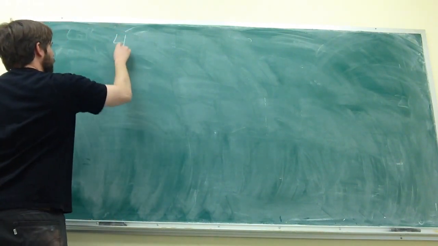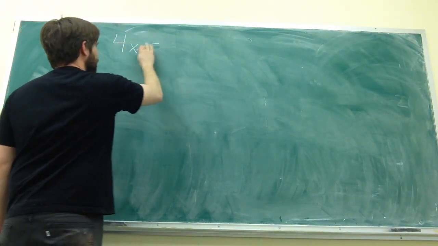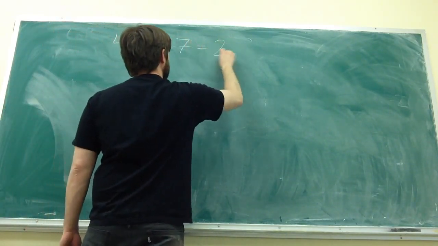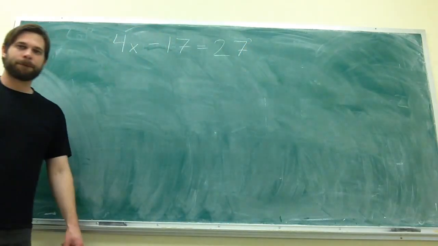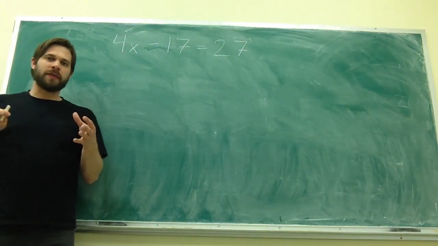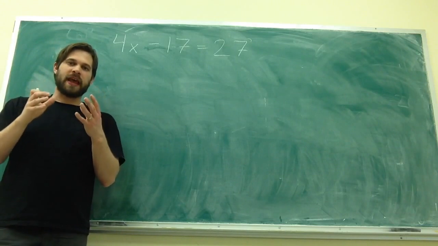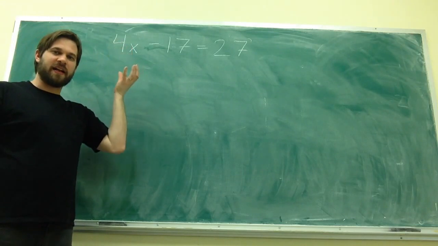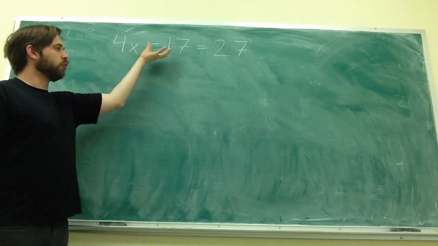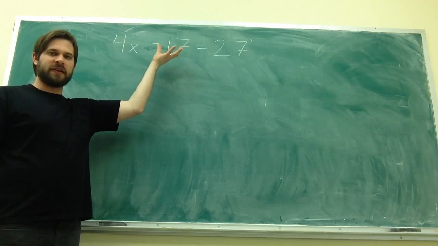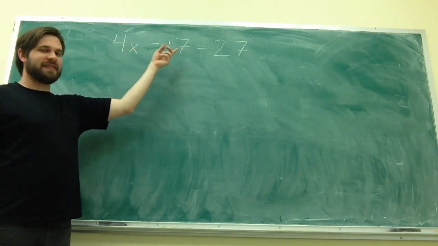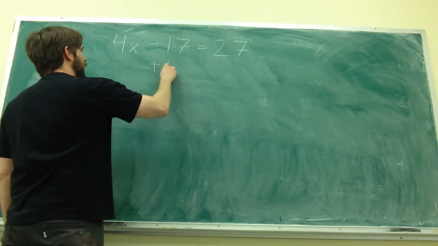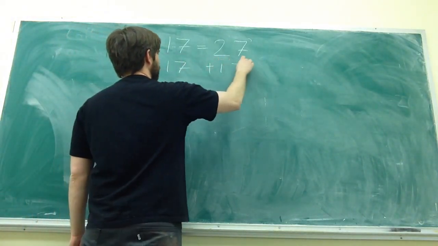So let's look at the problem 4x minus 17 is equal to 27. Now, when you're doing a problem like this, you want to get the term with the x by itself first. So we want to get the 4x by itself. The first thing we need to do is to somehow get rid of this minus 17. If I've got minus 17, to get rid of it, I would add 17. So we will add 17 to both sides of this equation.